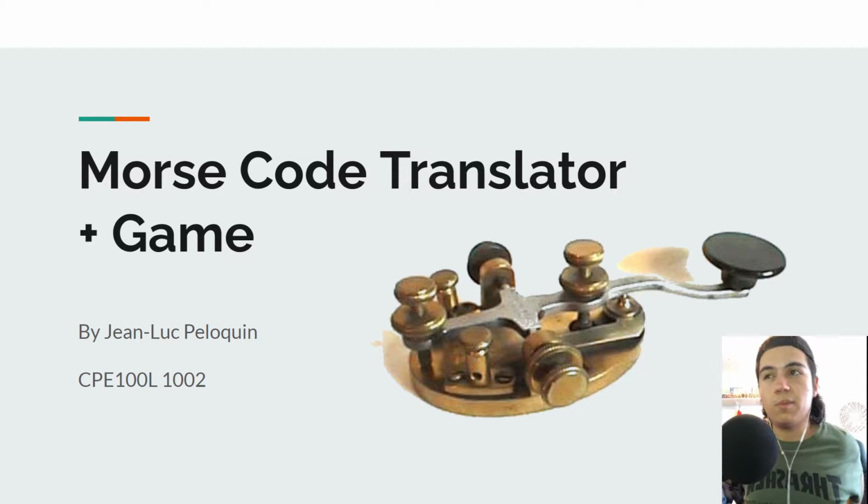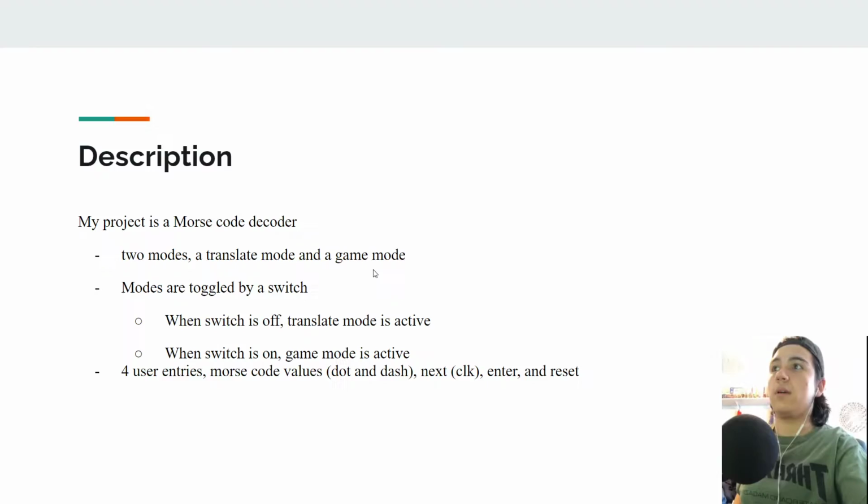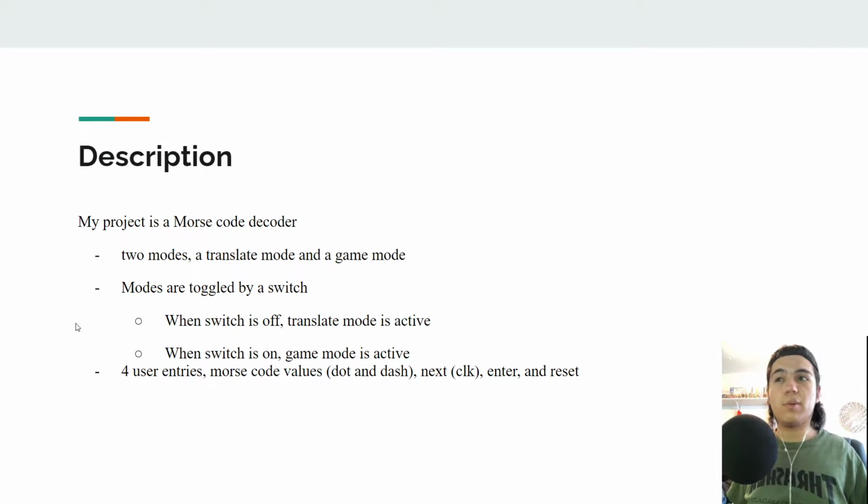I am in CPU 100 Lab, Section 1002, and my project is a Morse code translator and game. So my project is a Morse code decoder. It has two modes, a translate mode and a game mode. The modes are toggled on and off by a switch. When the switch is off, which is the default case, translate mode is active. When the switch is on, which is not the default case, the game mode is active.